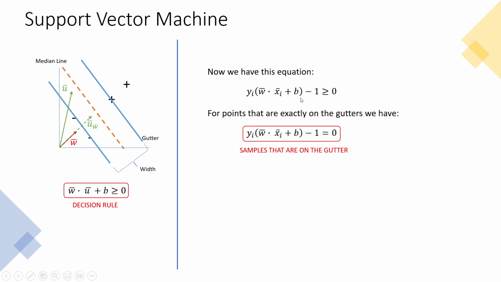Okay, and if our points are on the gutter like this one, this equation becomes this one. So that's not greater than or equal to 0, because if something is greater than or equal to 0, that's on the positive side, otherwise it's on the negative side. If the randomly selected point is on the gutter, that means we have this equation. Okay, from this equation we derive this. So this is our constraint. Okay, for the samples that are on the gutter.